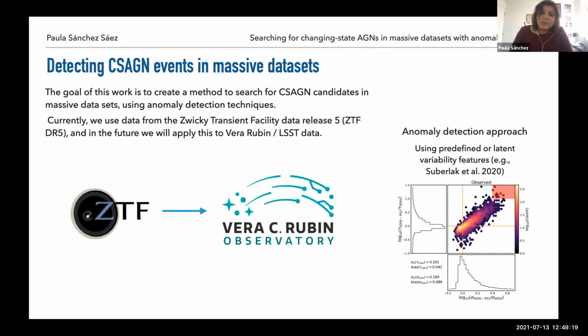In particular, now we are using data from the Zwicky Transient Facility, or ZTF, using data release 5. But the idea is in the future to apply this technique to the Vera Rubin data. I'm a member of the LSST broker, so since we have access to the alert stream, we can predict the behavior of these sources using, for instance, data releases, and then check the variability in the alert stream so we can find these sources in real time.